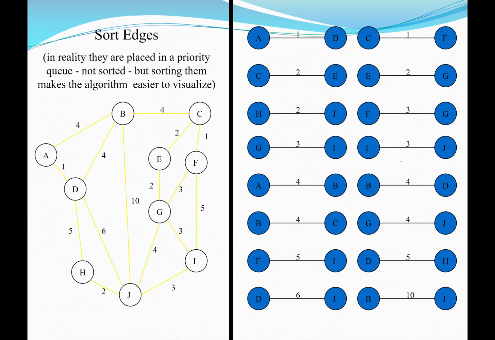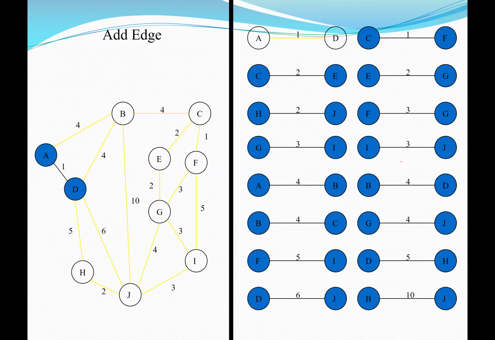So let's go. All right. So we're going to connect AD. Okay. So that's done. And the next one on the list will be CF. All right. Because those are both unit of 1. So the next one will be CE.